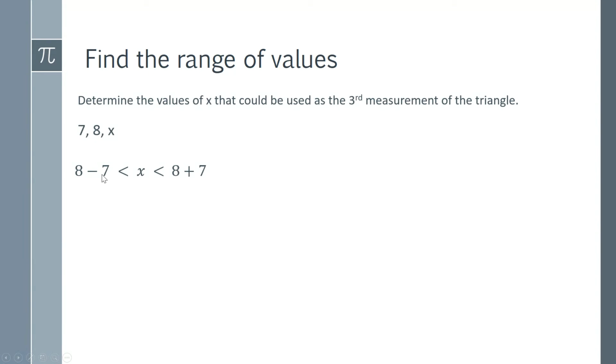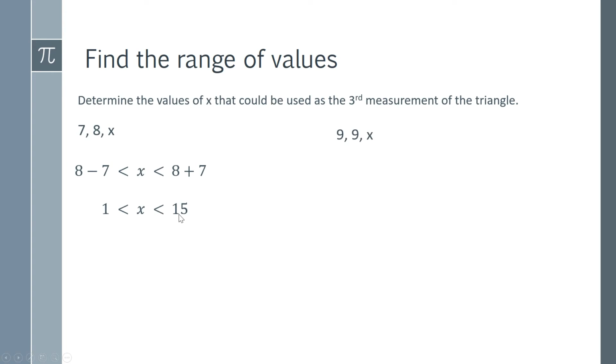So what's 8 minus 7? That's 1. 8 plus 7 is 15. So that means x has to be a value between 1 and 15. It cannot be 1. It cannot be 15. How do I know that? There's not an equal sign here. It has to be bigger than 1, less than 15.